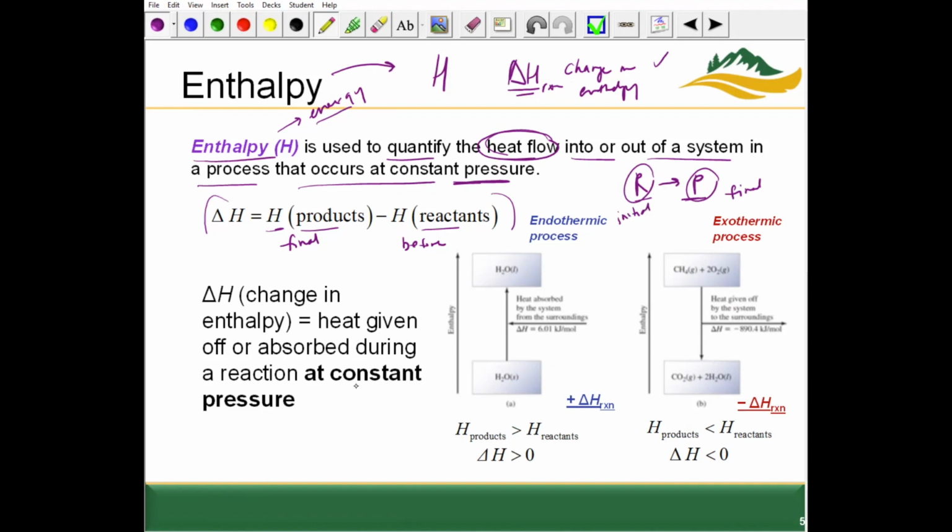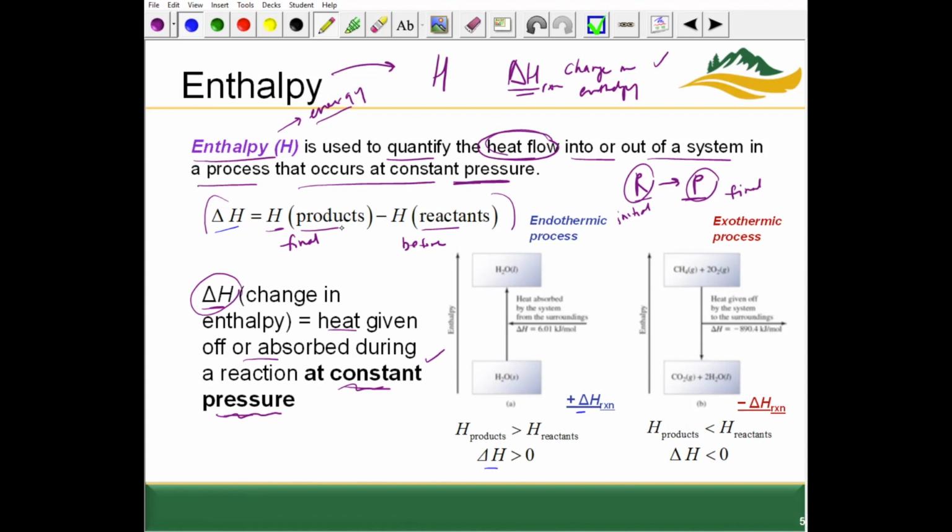In most scenarios we're going to deal with, we will be at constant pressure, but again, enthalpy is the change in enthalpy, delta H, heat given off or absorbed during a reaction at constant pressure. Generally, when we're working with enthalpy, it'll be an assumption that we're working at constant pressure. So we have seen these signs here for endothermic versus exothermic processes or reactions. Now that we are formally connecting that the change in enthalpy is products minus reactants, let's talk about what the sign would be for an endothermic process.